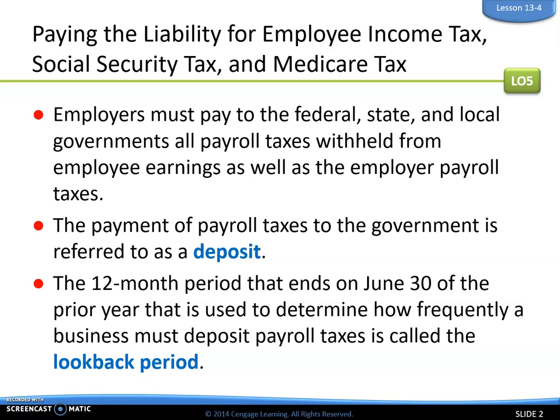So employers must pay to the federal, state, and local governments all payroll taxes that they withheld from employee earnings, as well as the employer side of the payroll taxes. The payment of payroll taxes to the government is referred to as a deposit. The 12-month period that ends on June 30th of the prior year that is used to determine how frequently a business must deposit payroll taxes is called your look-back period.